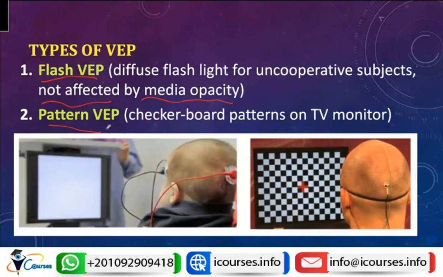The pattern VEP is done by presenting a pattern in front of the patient. This pattern is usually a checkerboard, having alternating black and white circles. This pattern can either go on and off, so this is appearance and disappearance of the check pattern, or even what's called reversal. So the black and white circles switch: the black become white and the white become black. This is called reversal pattern. And the pattern also has some values that we will discuss now.